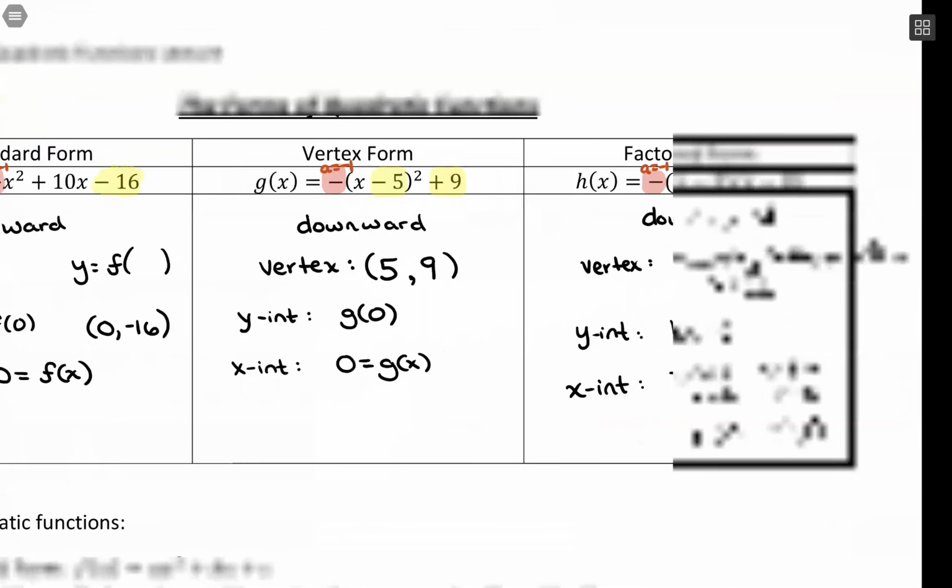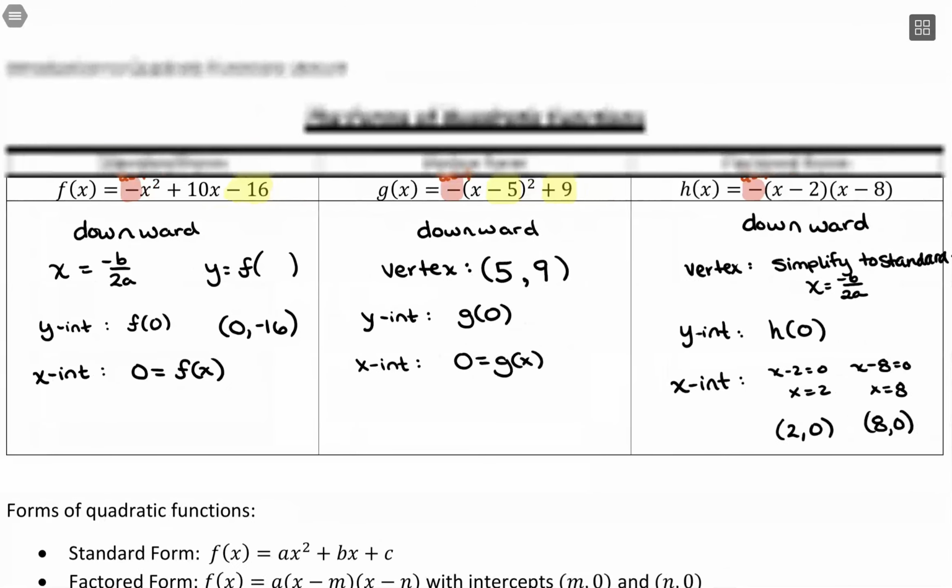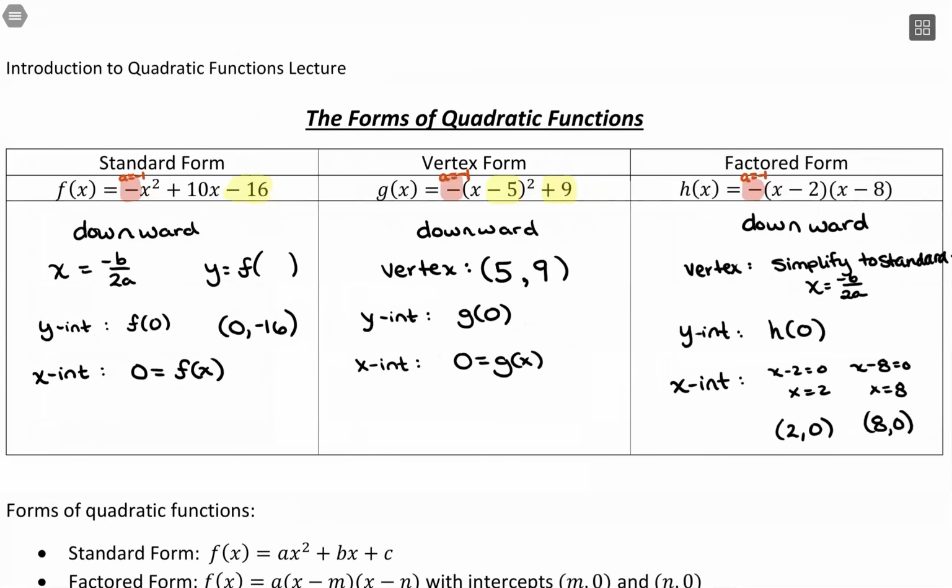Alright, so that's where we have these three different forms. They all have their different value to them, and if we start making our quadratic functions based on a graph that's given to us, it might be that based on different pieces we're seeing, we'll want to use different forms. But in the end, they're all the same quadratic function.